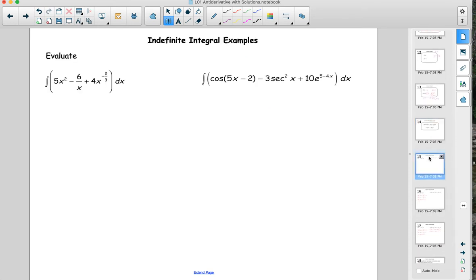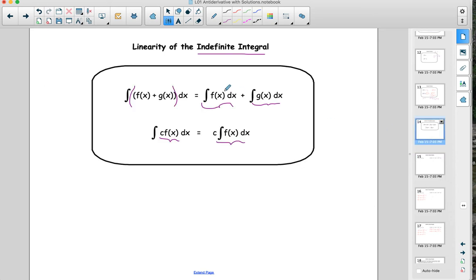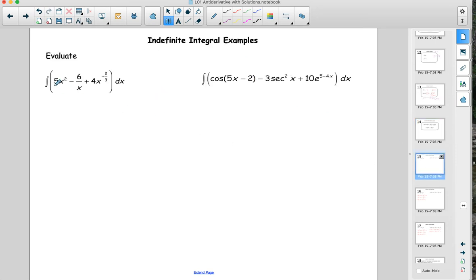All right, now it's probably time for you to pick up your pen. So we definitely are going to be using these properties here. The integral of a sum is the sum of the integrals. So you can split this up into three separate integrals based on this one, and this one. And this one you could split into this one, and this one.